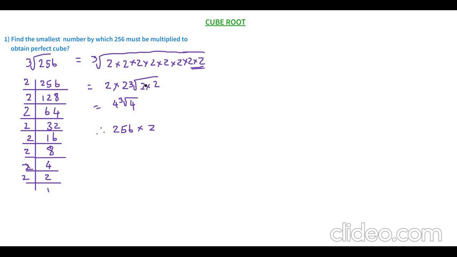Isn't it easy? We have to multiply 256 because only one 2 is remaining here. If there was one more 2, this number would have been a perfect cube. Therefore 256 must be multiplied with 2 to become a perfect cube. We just need to do the prime factorization and see what number is missing, and multiply with that number to make 256 a perfect cube. So now let's see the second example for today.